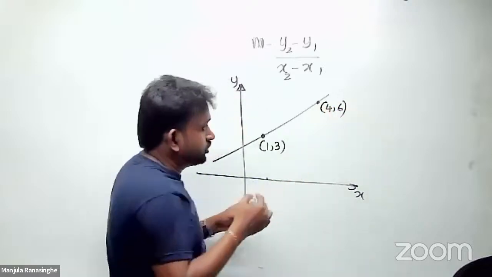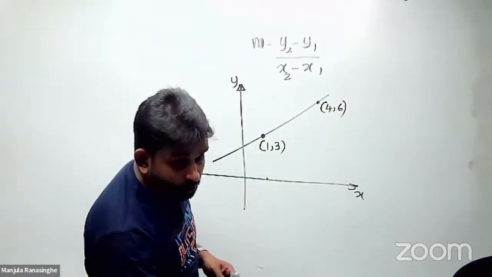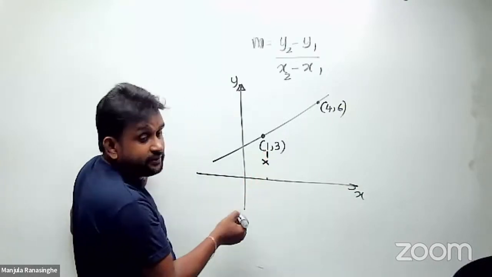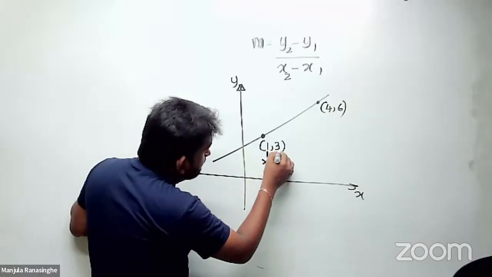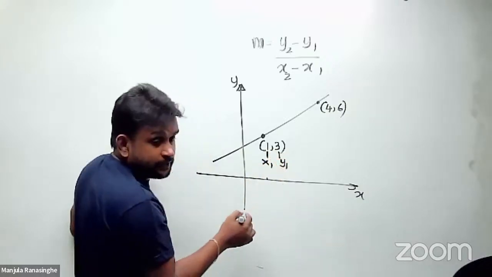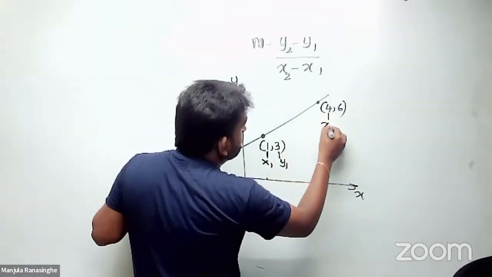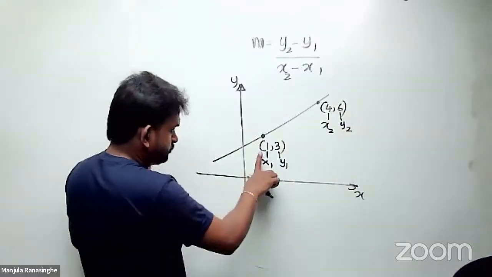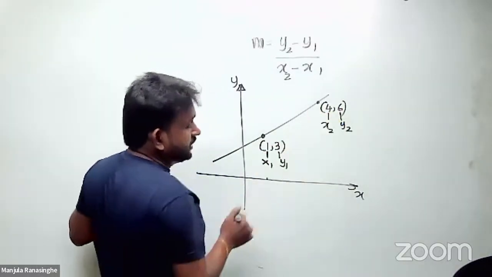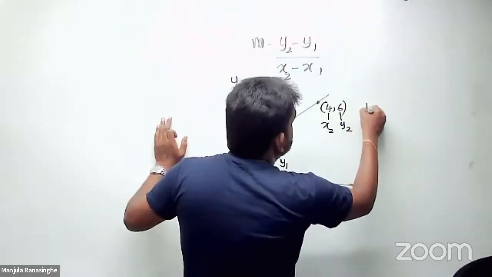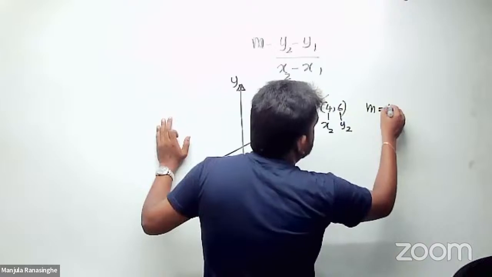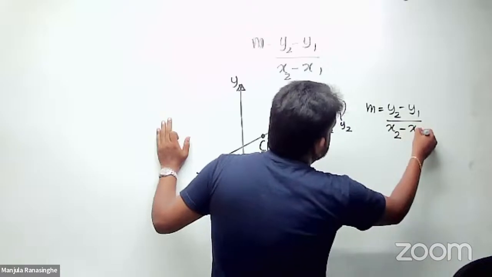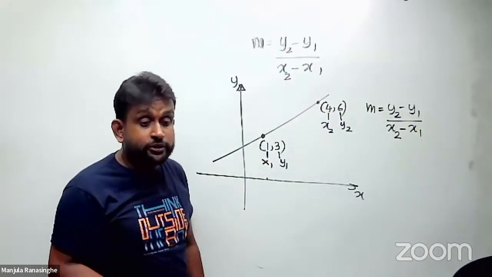Right, 4, 6. You know that in a coordinate, the first coordinate is the x coordinate. I take it as x1, and here the y coordinate is y1. Here the x coordinate is x2 and the y coordinate is y2. Okay, x1, y1 here, x2, y2 there. So as per the equation, the gradient m equals the y coordinate difference, y2 minus y1, divided by the x difference, x2 minus x1. Now just substitute into that.